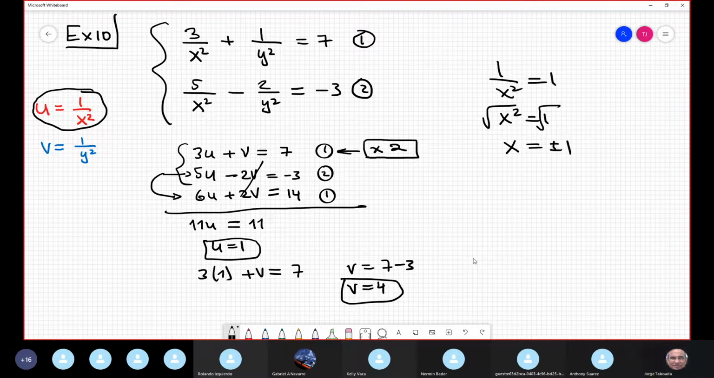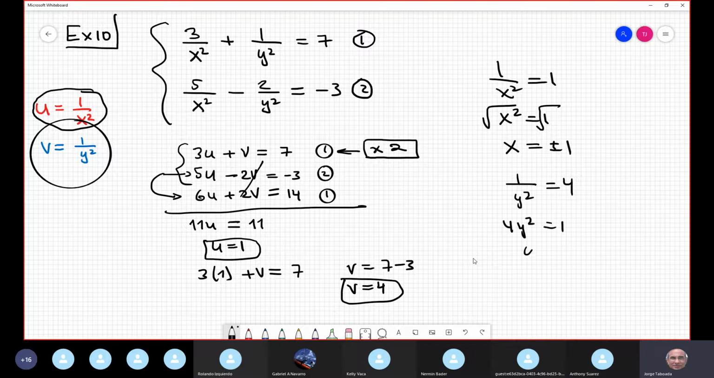And b equals 4. Here it is 4. So 1 over y squared equals 4. Cross multiply again. 4y squared equals 1. y squared is equal to 1 over 4. Apply the square root to both sides. y is equal to plus or minus 1/2.